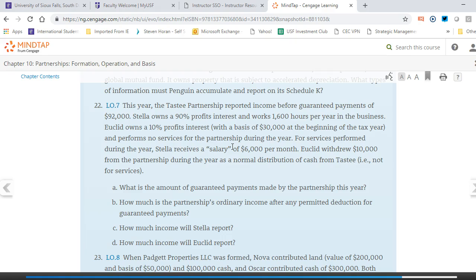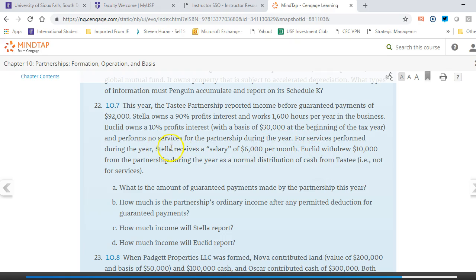This year, Tasty Partnership reported income before guaranteed payments of $92,000. Stella owns a 90% profit interest and works 1,600 hours per year in the business. Euclid owns 10% with a basis of $30,000 at the beginning of the year and performs no services for the partnership during the year. For services performed during the year, Stella receives a salary, so to speak, of $6,000 per month. Euclid withdrew $10,000 from the partnership as a normal distribution of cash from Tasty, but not for services. So for A through D, what is the amount of guaranteed payments made by the partnership for the year?